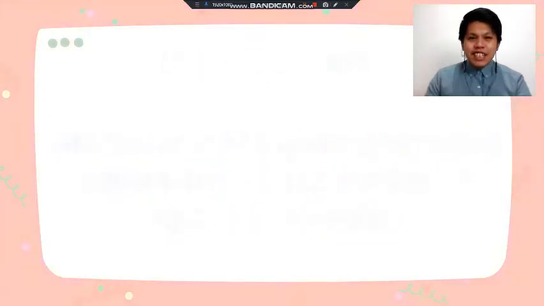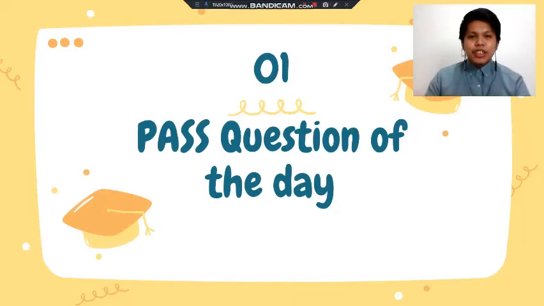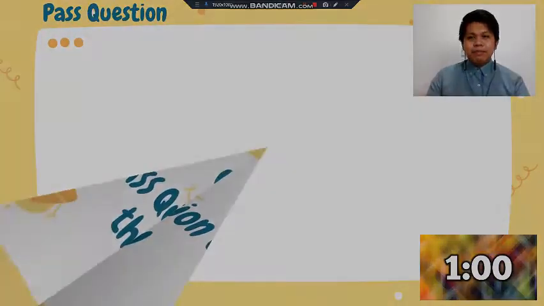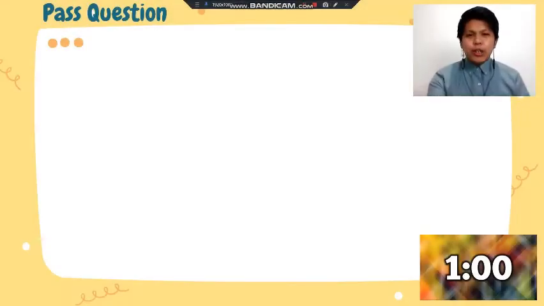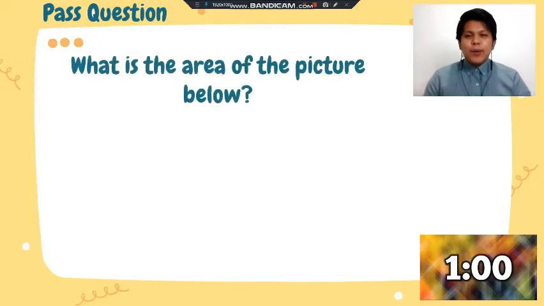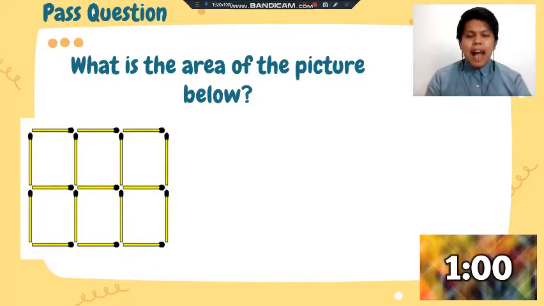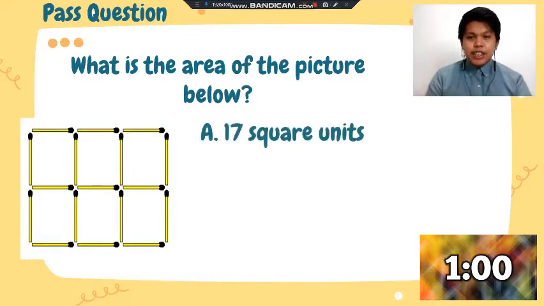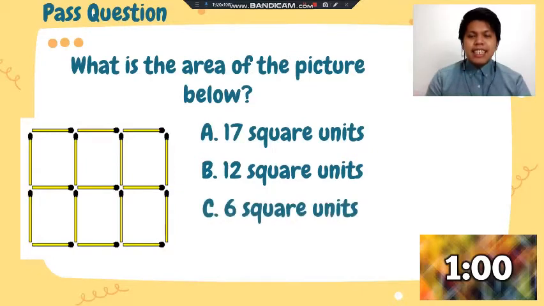Now, let's have our past question of the day. Here's our question for today. What is the area of the picture below? I will give you 1 minute to analyze. Here are the choices. A. 17 square units. B. 12 square units. C. 6 square units. Or D. 3 square units. Your 1 minute starts now.